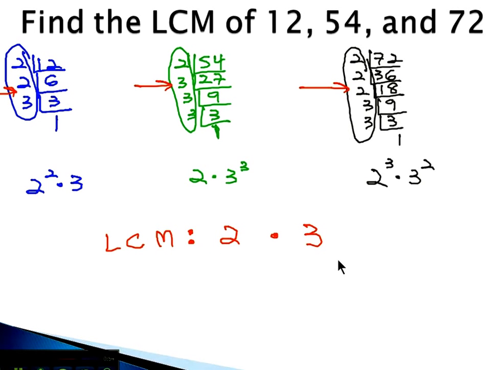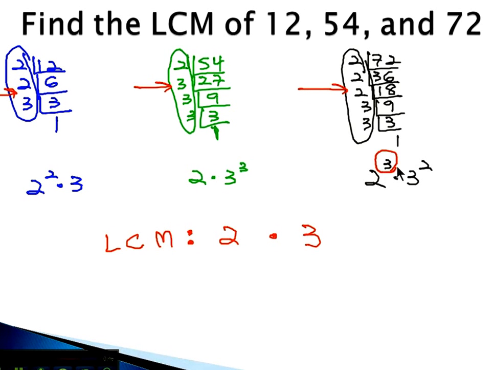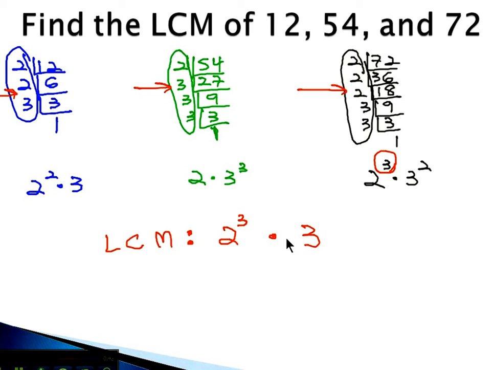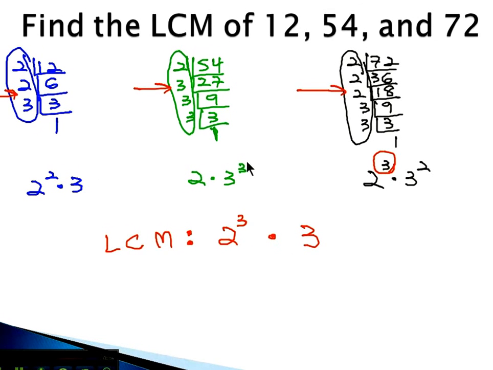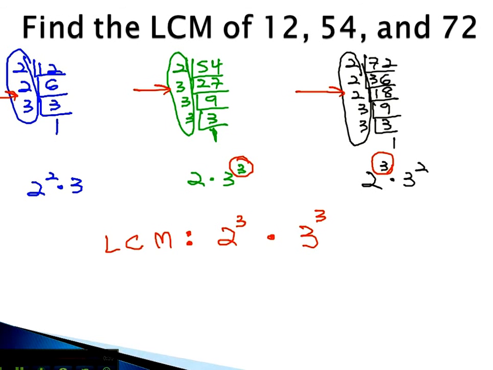We will then attach to the 2 and 3 the highest exponent that shows up on each. Looking at our 2's, the highest exponent is 3, so we have 2 cubed. Looking at our 3's, the highest exponent there is cubed. So we will attach a cubed onto the 3. The least common multiple, then, is whatever 2 cubed times 3 cubed is.